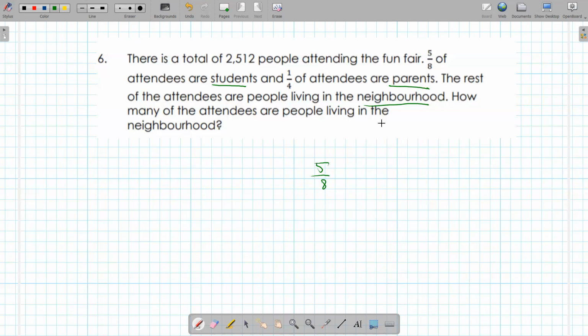So you subtract both of them from 1, right? This will give you the fraction of people living in the neighborhood, and whatever this is, we'll multiply that with 25/12. Again, the common denominator is 8, so multiply this by 8, and this by 8 too. So we have 8 minus 5 minus 2 over 8. That gives us 1/8. So 1/8 of the people were living in the neighborhood. Now we multiply this with 25/12.